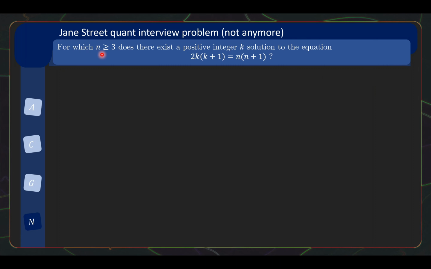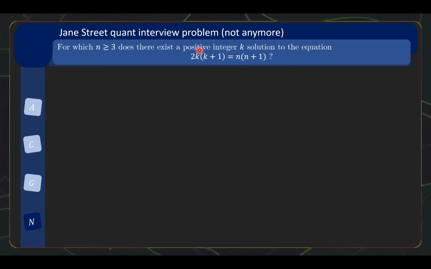So for which integer n greater than or equal to 3 does there exist a positive integer k solution where this part equals this part? If you'd like to take a look at this problem, feel free to pause the video and think about it yourself. But if you are just here to enjoy the solution, let's take a look at how you will solve this. This is one of the common methods to solve a problem like this.